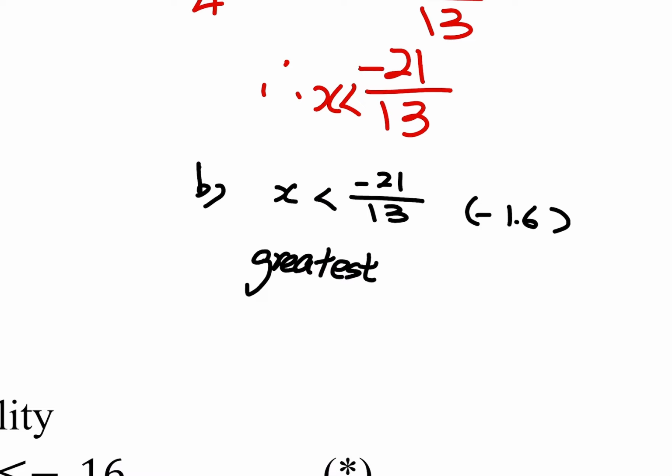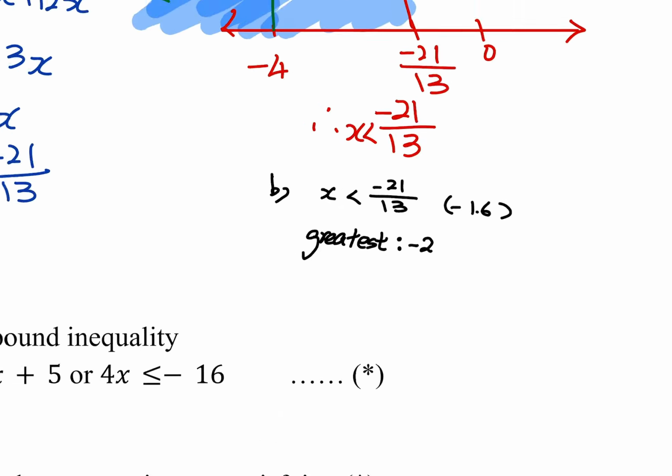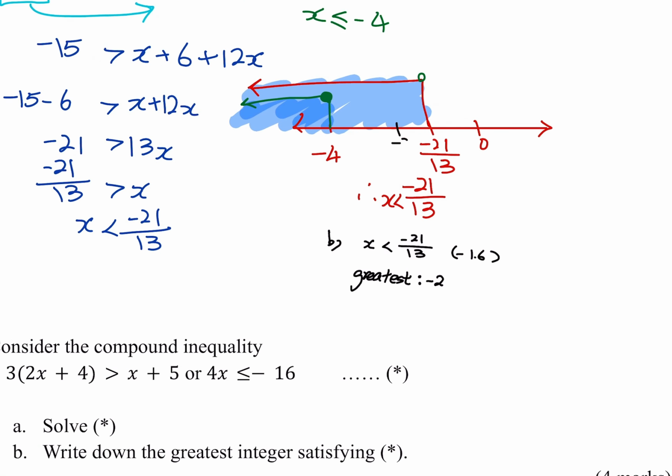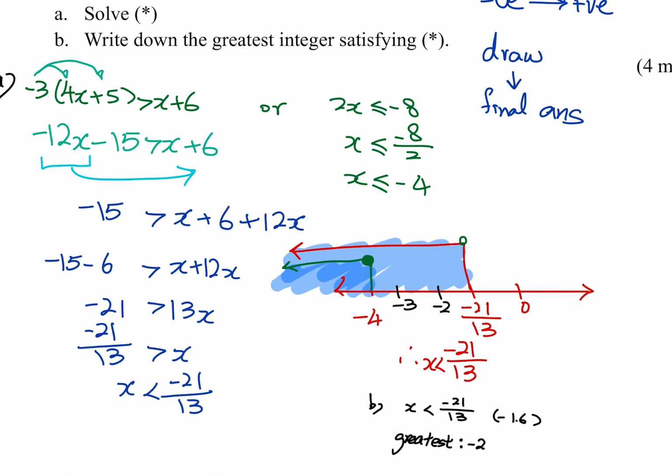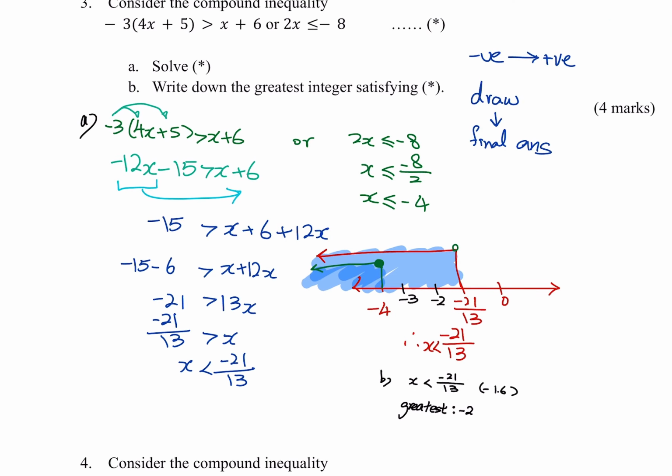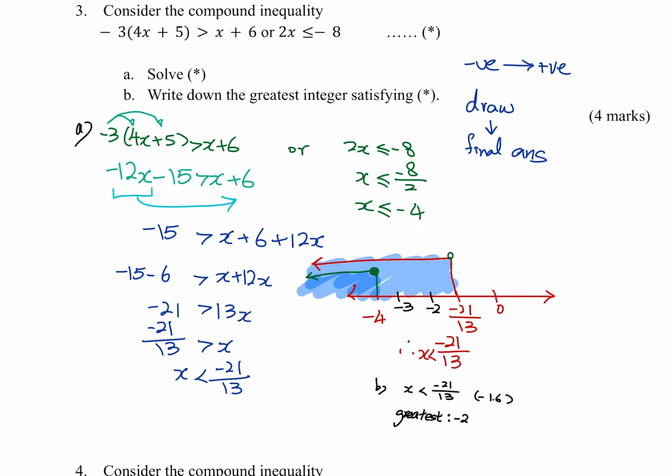So it will be negative 2, negative 3, negative 4, negative 5, negative 6, and so on. So among all these numbers, which one is the greatest? Negative 2. Negative 2 here, negative 3 here. This is your answer only. And among all these numbers, which one is the biggest number? Negative 2. You can't have this one because this is not an integer. You only need the integer. Okay, so that's for your first inequality question.